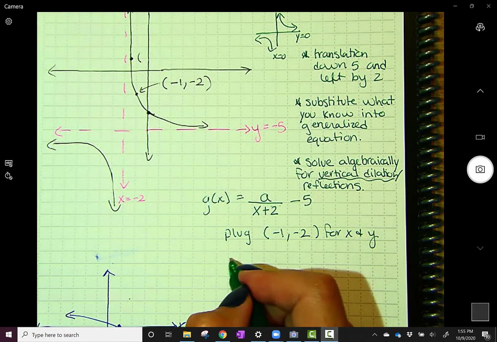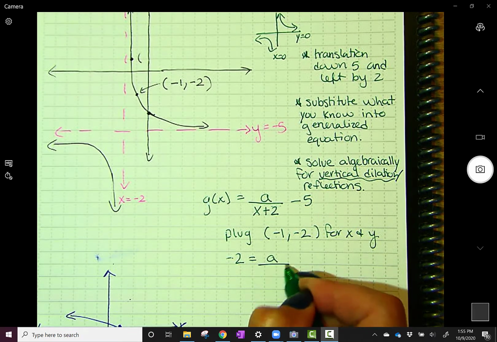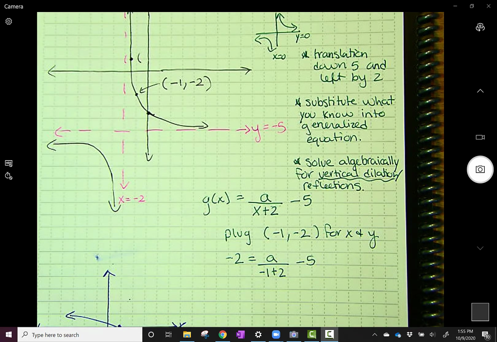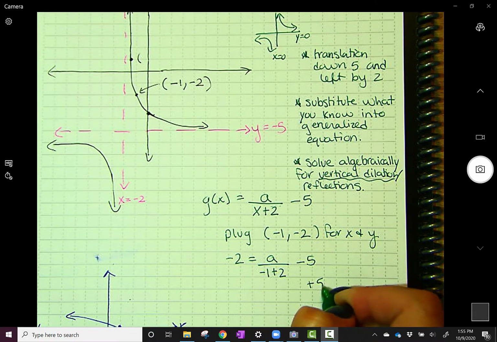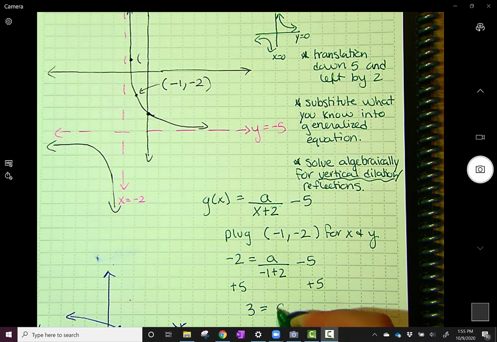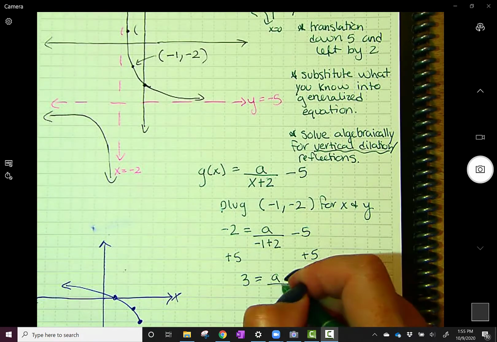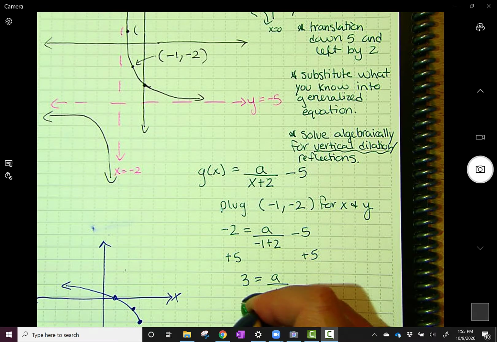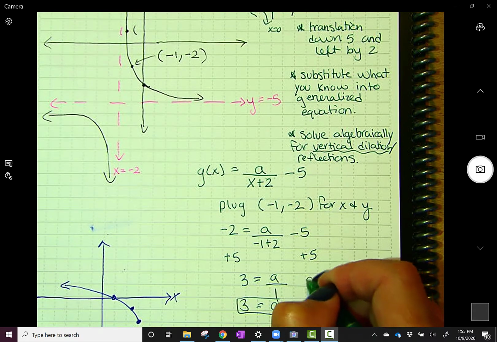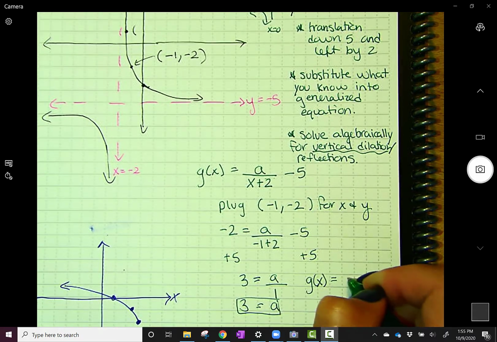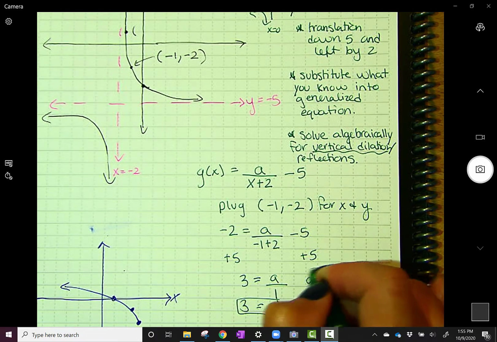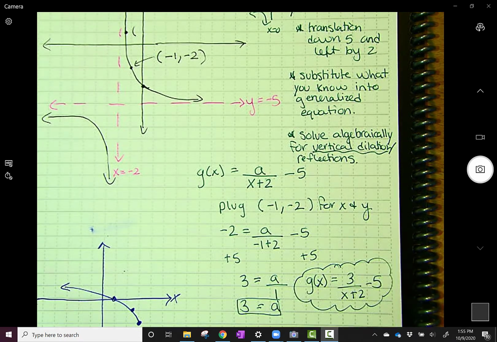And that's how we're going to solve for a. So -2 is equal to a over -1 plus 2, minus 5. I'm going to add 5 to both sides. So we end up getting 3 is equal to a over -1 plus 2, which is 1. So a is equal to 3. Now that we've solved for a is equal to 3, we can put that back into our equation. So g of x is equal to 3 over x plus 2, minus 5. And that's our final equation.